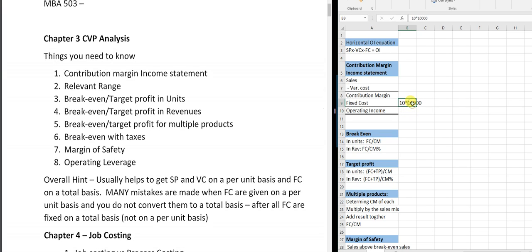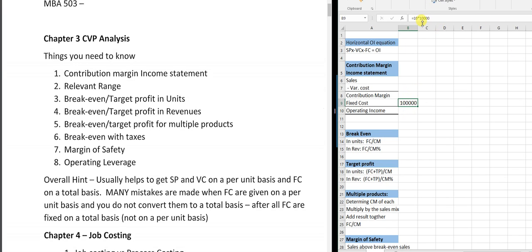So fixed costs are $100,000, okay? And basically then the problem will say, what are fixed costs for 11,000 units? And people want to go and change this to 11,000, and the answer is no. Fixed costs were given for 10,000 units, and so I compute what they are, and then fixed costs will always be that.